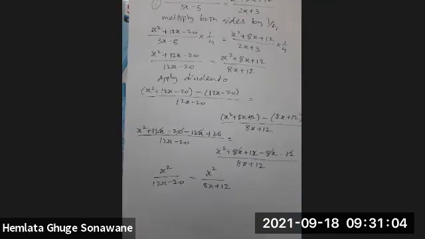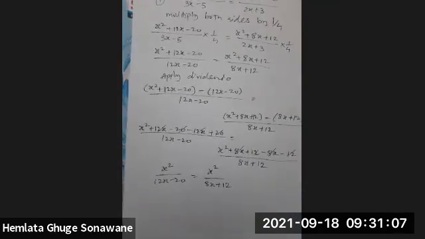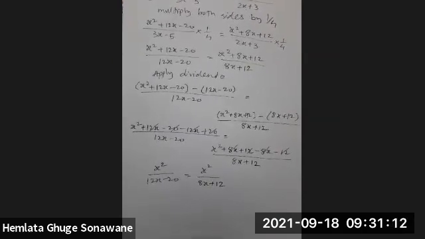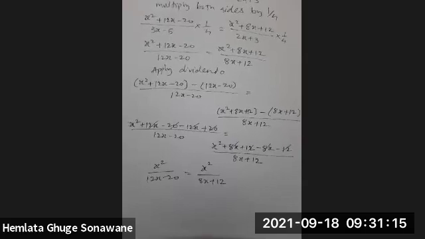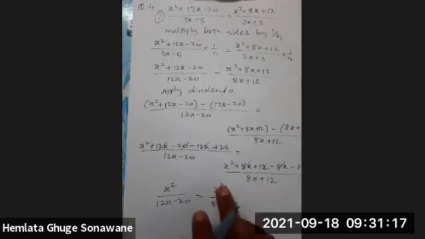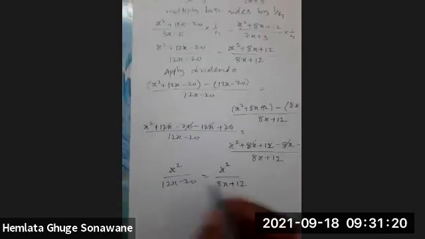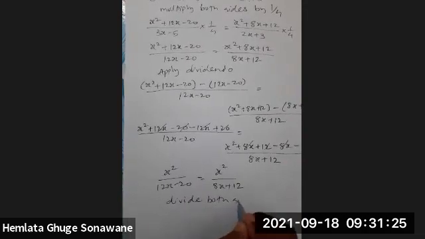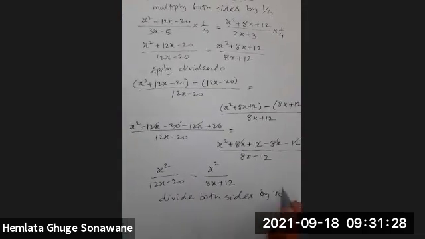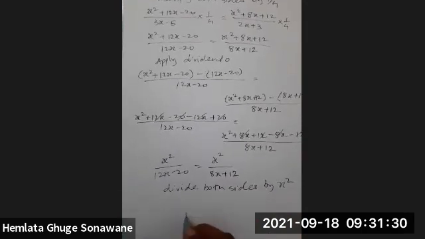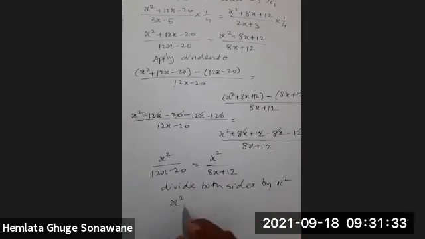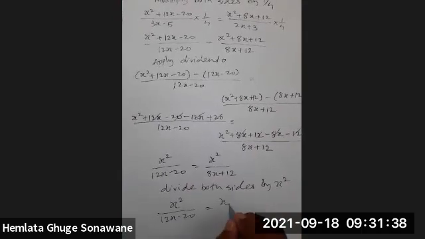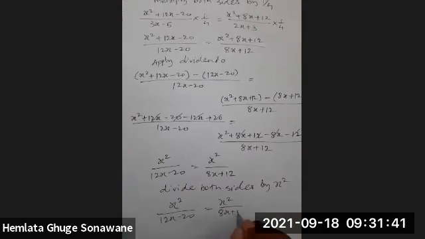x is equal to 0, therefore x equals 0 is a solution of the given equation. If x is not equal to 0, then we divide both sides by x square, so it becomes x square upon 12x minus 20 is equal to x square upon 8x plus 12.